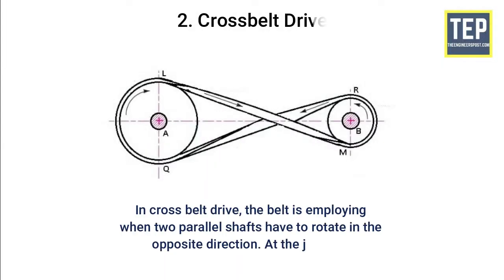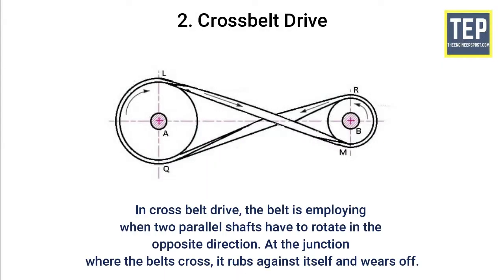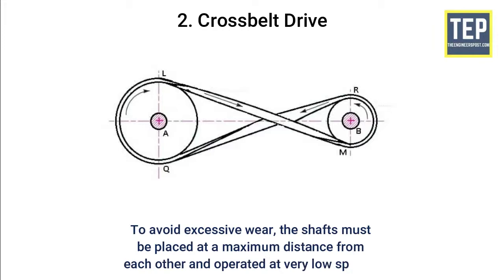In cross belt drives, the belt is employed when two parallel shafts have to rotate in the opposite direction. At the junction where the belts cross, it rubs against itself and wears off. To avoid excessive wear, the shafts must be placed at a maximum distance from each other and operated at very low speeds.